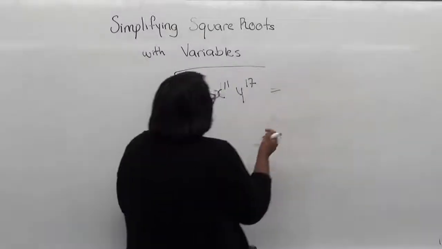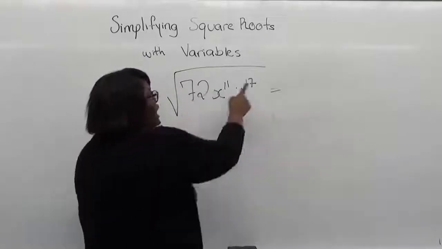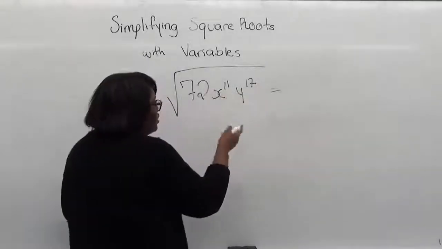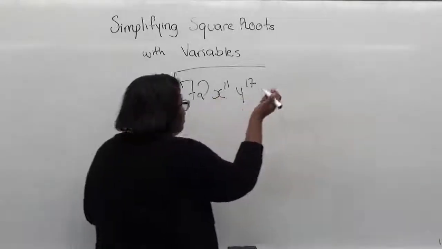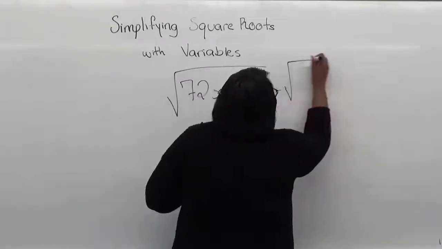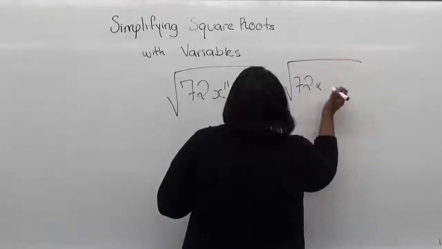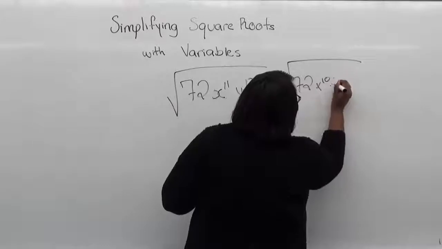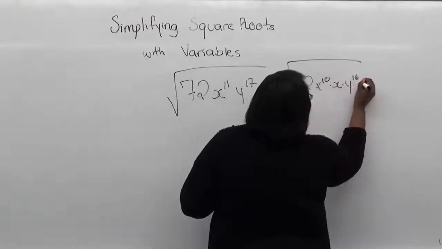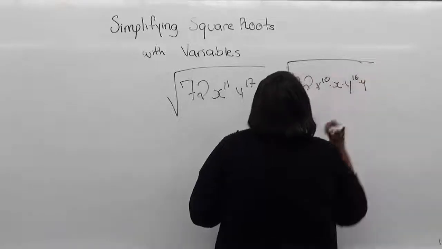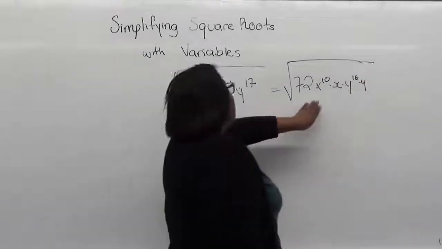And as you remember, since this is x and this is y, they're not the same variable, so we can't multiply these two terms, so we have to keep them separate, and that's how it is. So let's rewrite this as 72 x to the 10th times x times y to the 16 times y. Okay, take the square root of this.